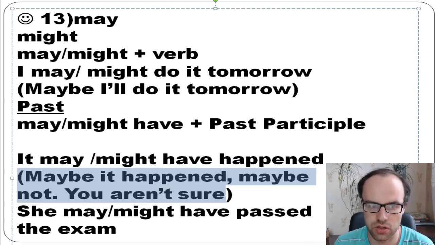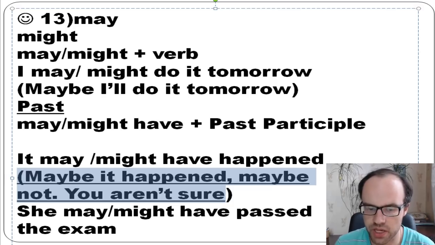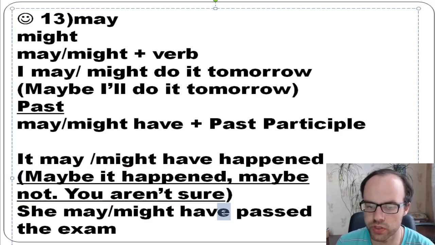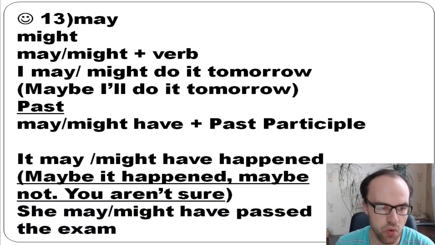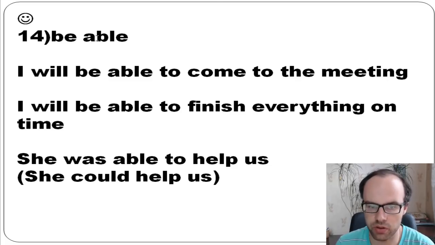Or look, she may have passed the exam or she might have passed the exam. So we always use have. He may have, she may have, we may have, so please remember it. She may have passed the exam means maybe she passed the exam, maybe she didn't pass it, we don't know. She might have passed the exam, so we aren't sure. Good.